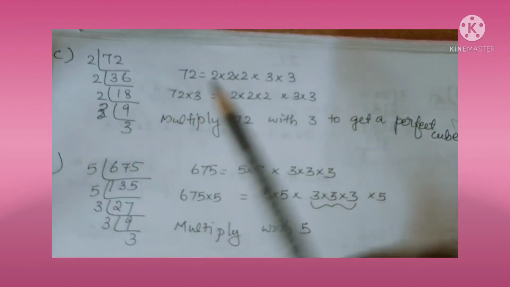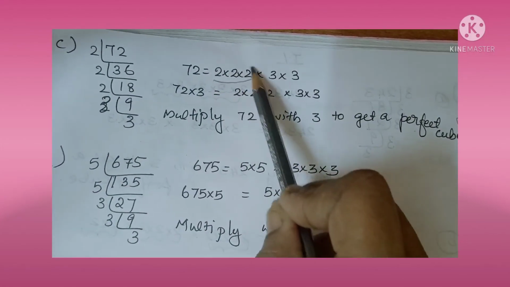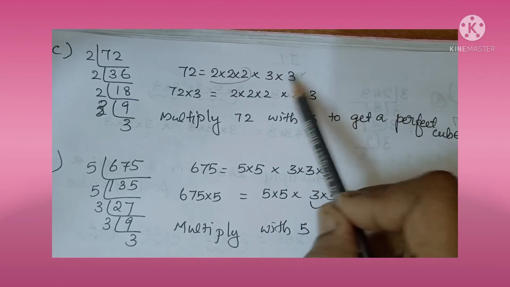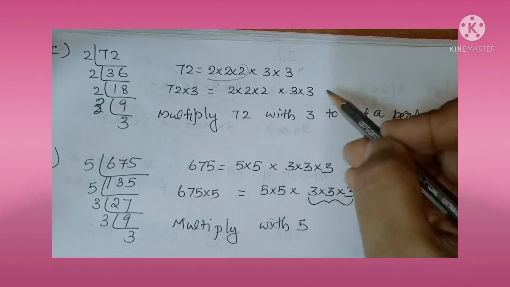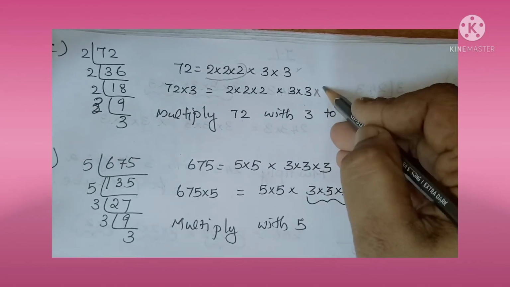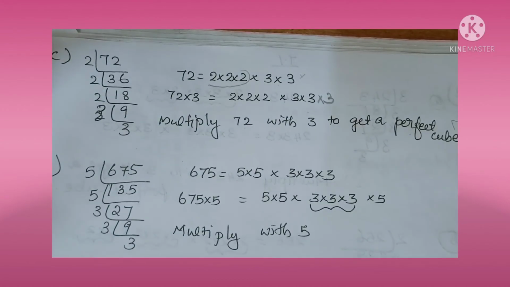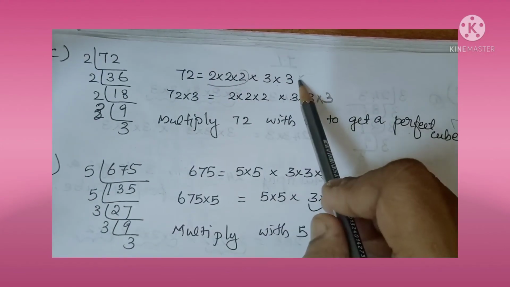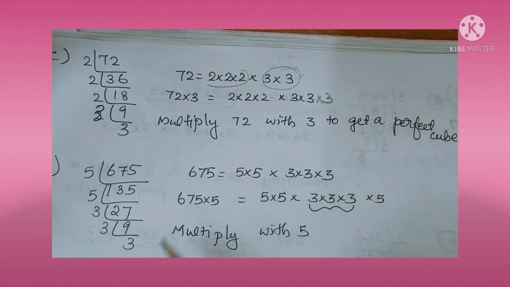Then next question, 72. Here 72 is 2 into 2 into 2 into 3 into 3. So we get a set of 2s, but 3 into 3 is there. So we want to multiply this number by 3. So multiply 72 by 3 to get a perfect cube. After factorization we can see that 2 sets are there, but in the second set only 2 3s are there.